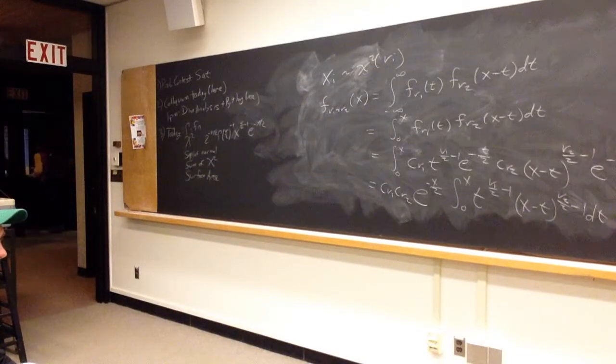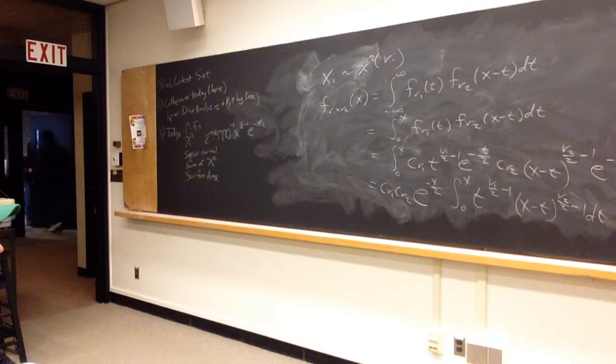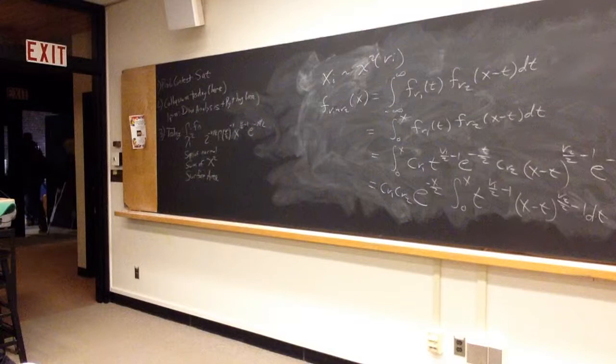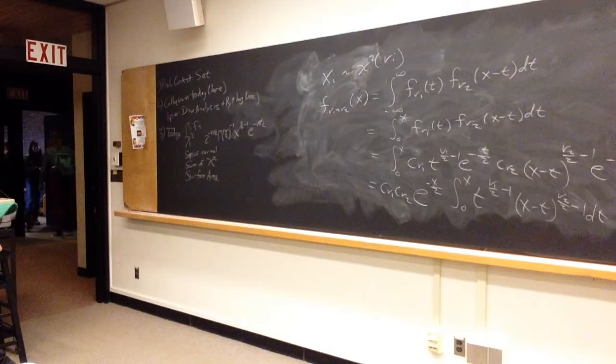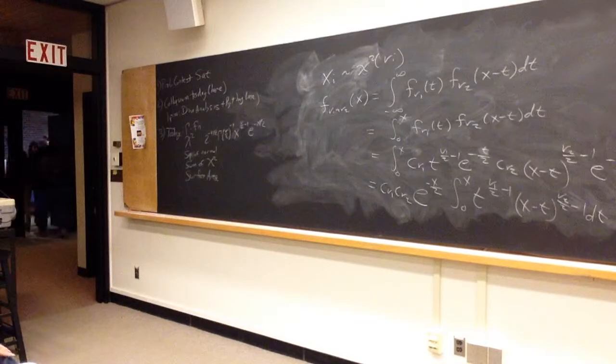Does not matter what that is. It's some constant. So I'm left with some new constant. Oh, well, I don't need the chalk. C nu 1, C nu 2, and here is the density of the chi-squared. X to the nu 1 plus nu 2 over 2 minus 1, e to the negative x halves. That has to be the correct normalization constant.